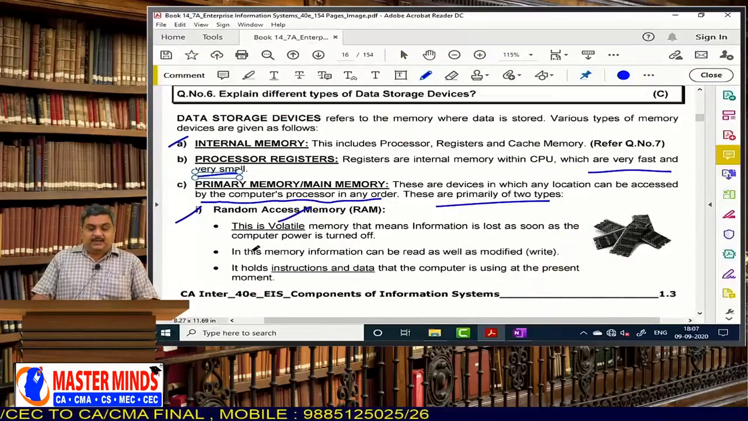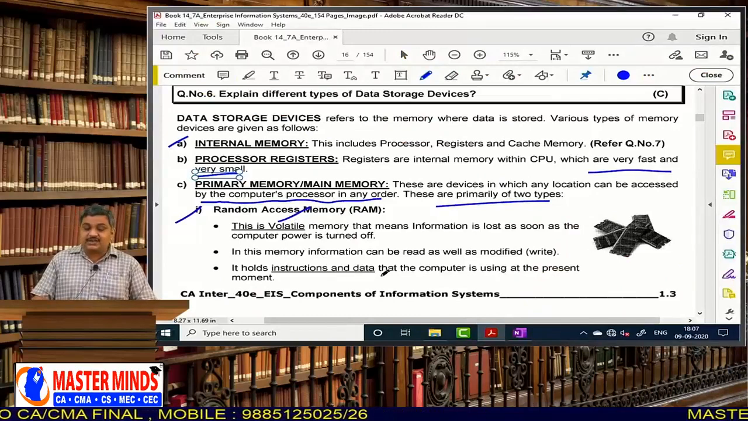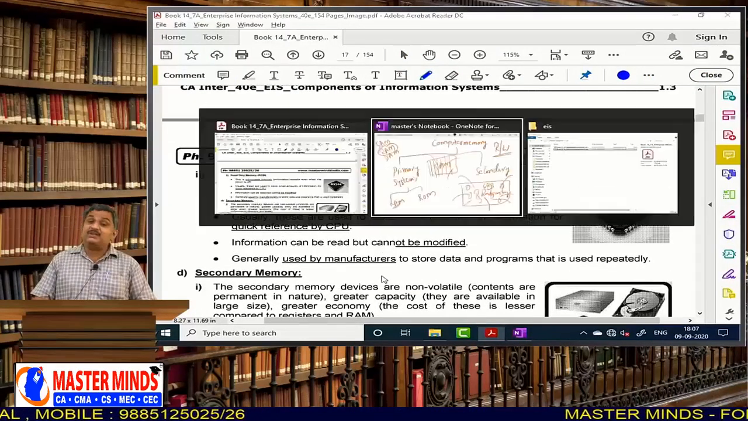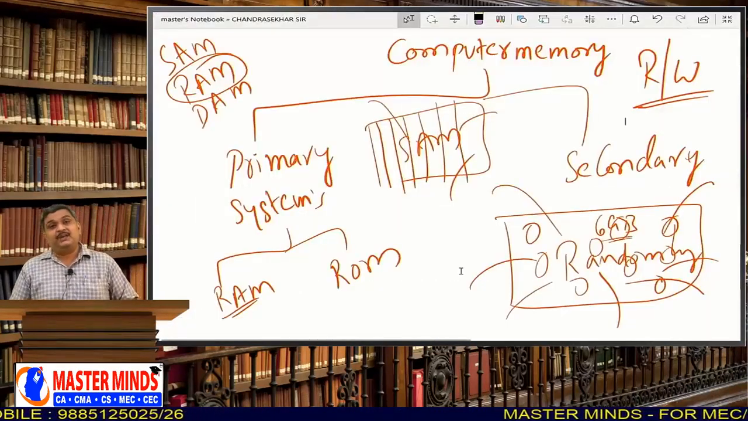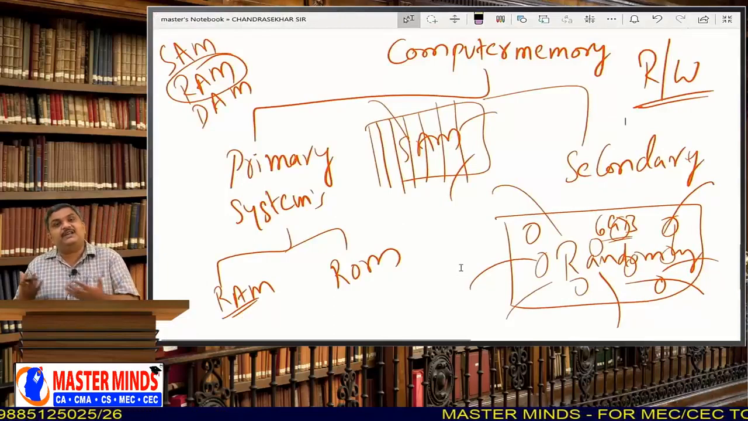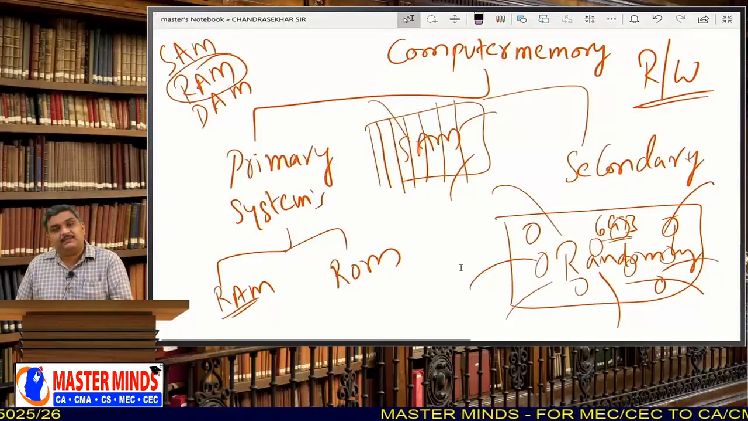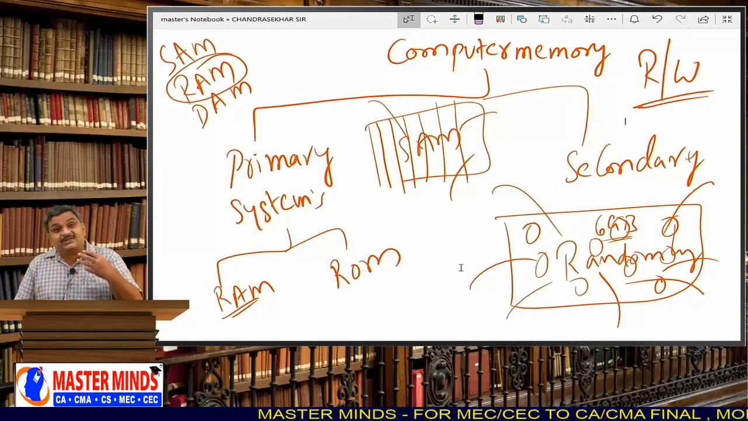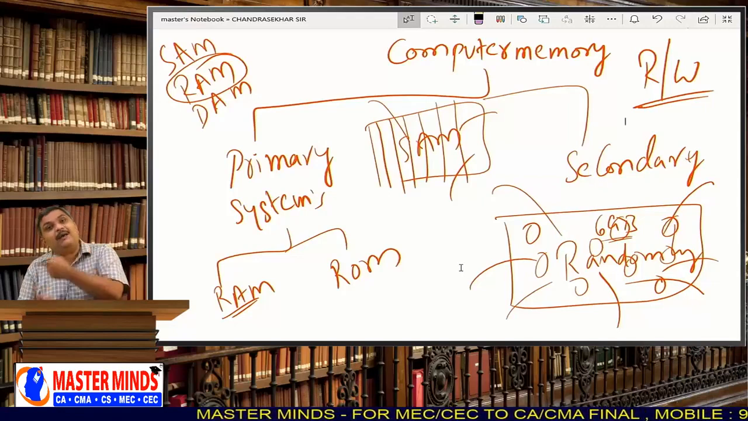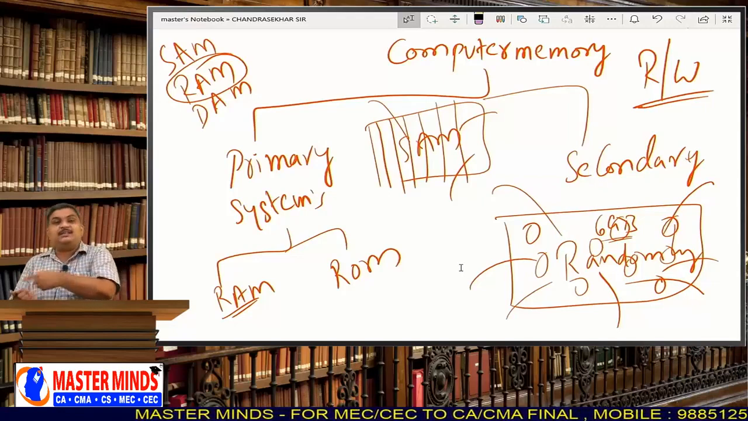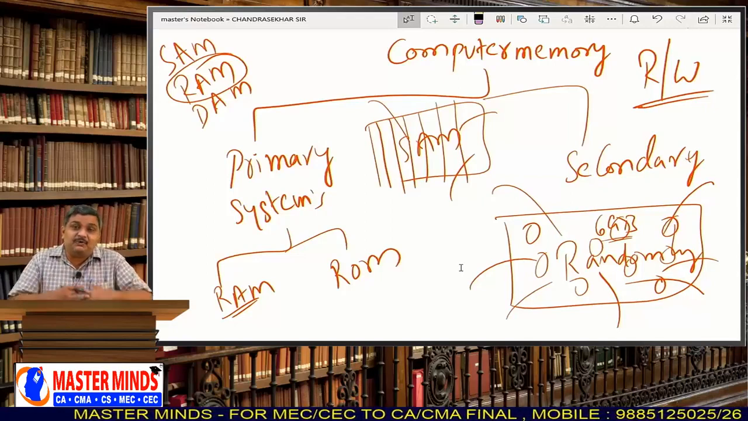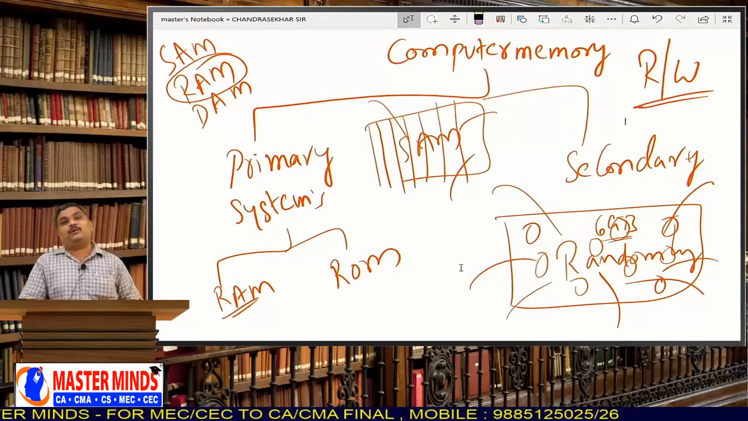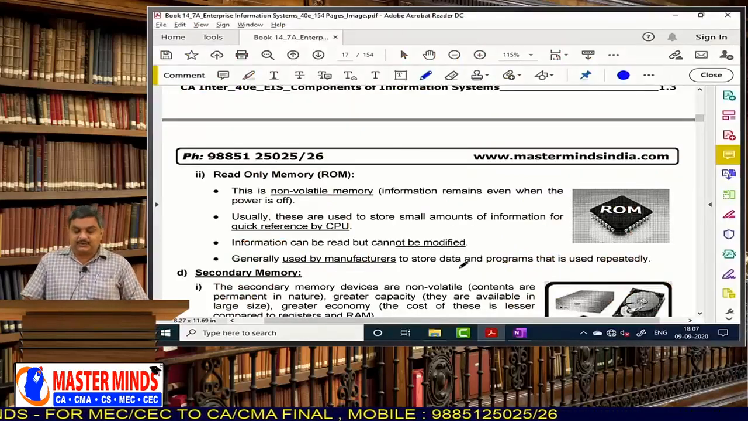It holds the instructions and data that the computer is using at the present moment. RAM is very, very important to a computer. A CPU cannot function if there is no RAM. Really, because just now I told you, the CPU takes data to process from RAM only. If RAM is not there, the CPU will not get the data and cannot process it. So that's why RAM is a very, very important component inside the computer.